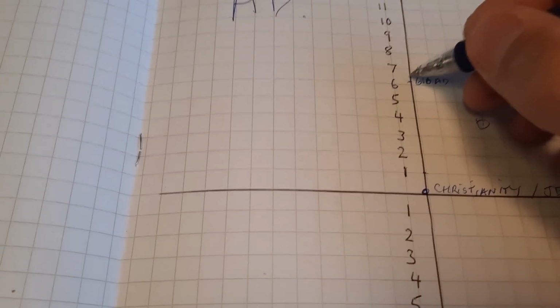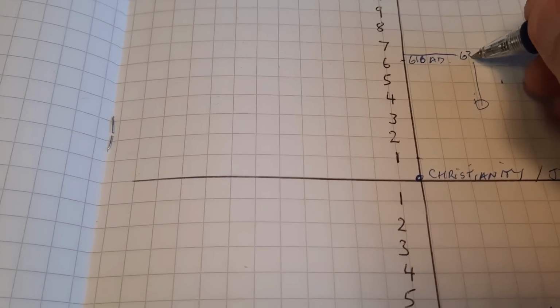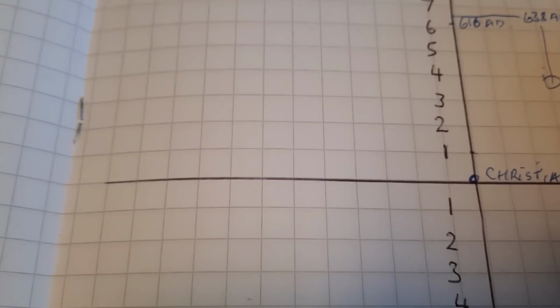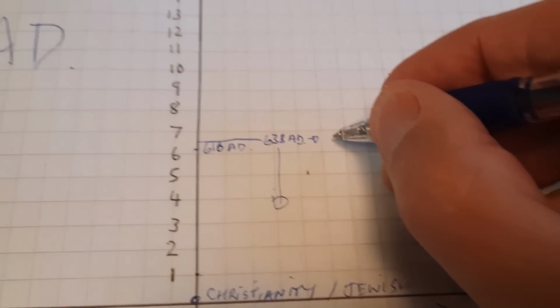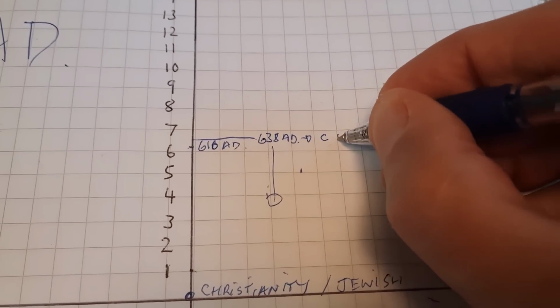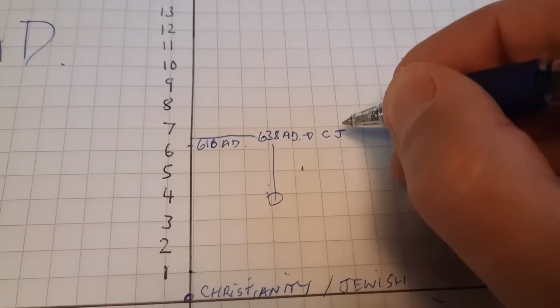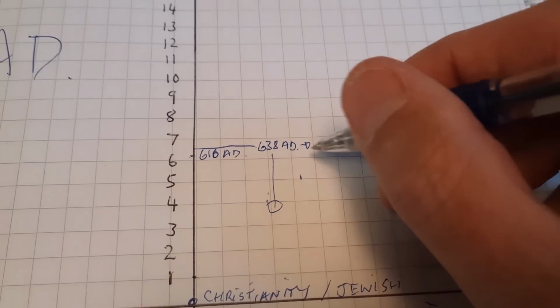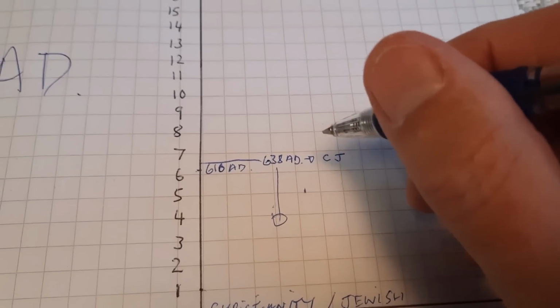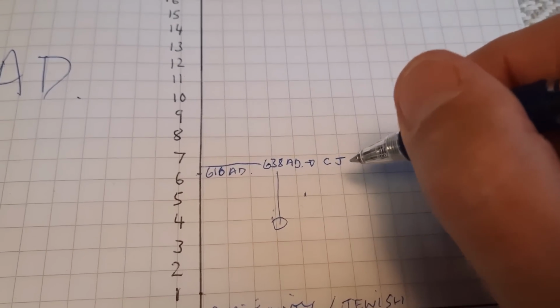Again, I'm making no value judgments here as well, but when was this? In the year 638 AD, followers of Islam conquered Jerusalem. So I'll just put CJ because it's difficult for me to write all of this out, as I'm holding the camera with one hand. So that's when Jerusalem first came under Arab rule.